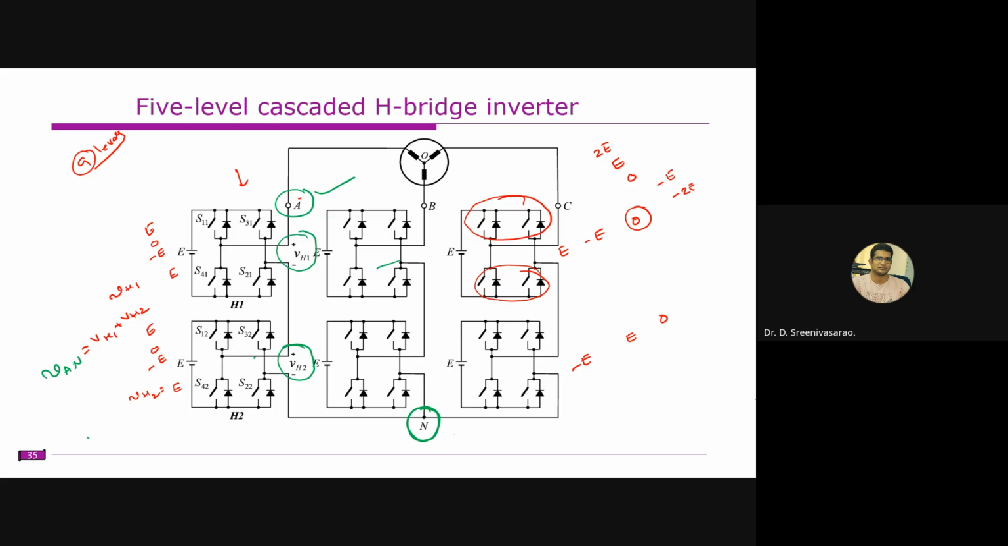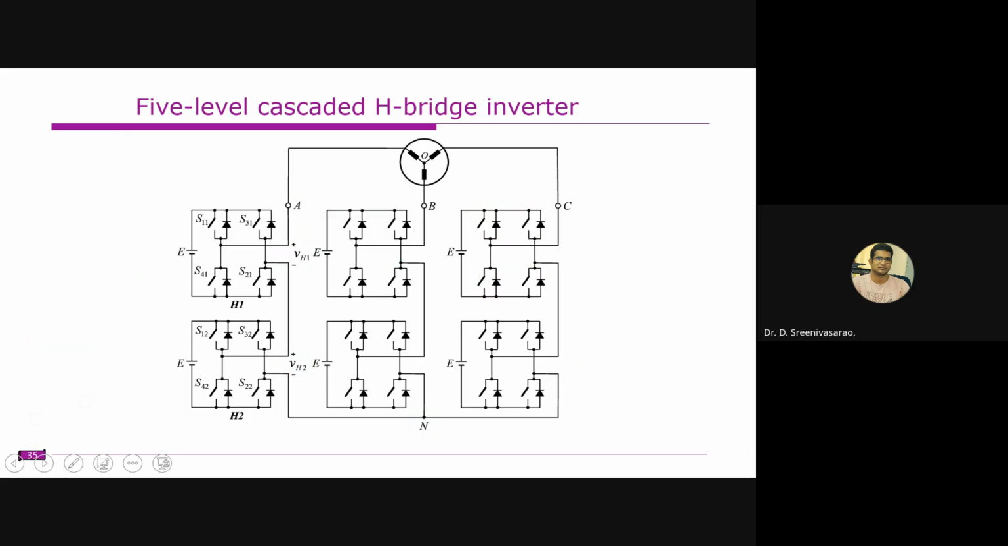Understood? So here the good thing is that these switches are rated only for E voltage, whereas the inverter is rated for 2E. So between these two, you have 2E voltage as the maximum, but each H bridge is supposed to withstand only E voltage. Right. So we have two options: one is symmetrical and the other is asymmetrical. We have different voltage ratings as well. If it is 2E, this is producing 2E, 0 and minus 2E. So this is E, 0 and minus E.